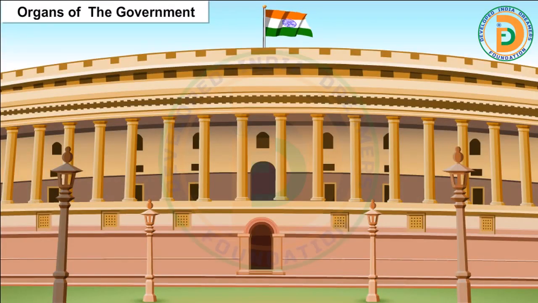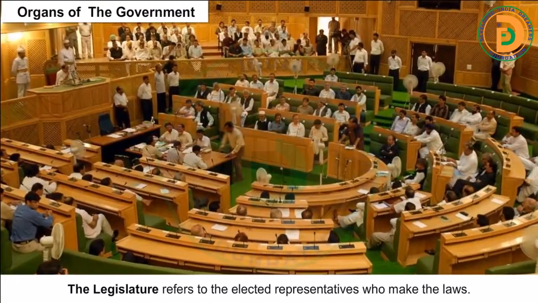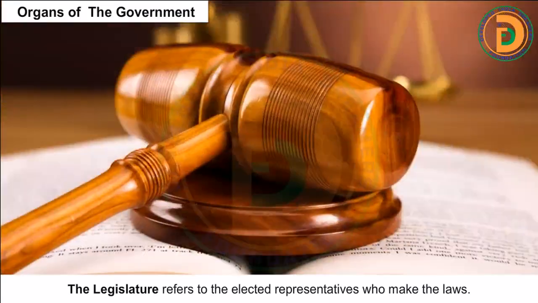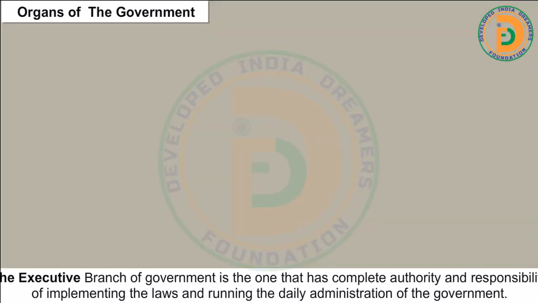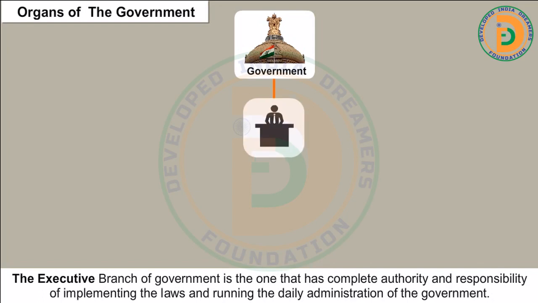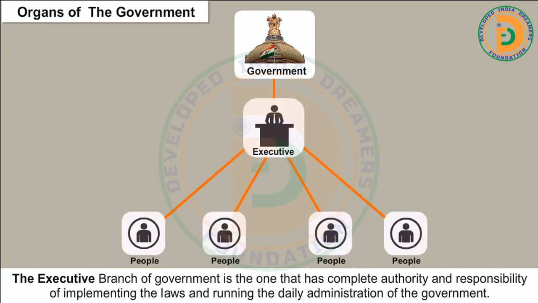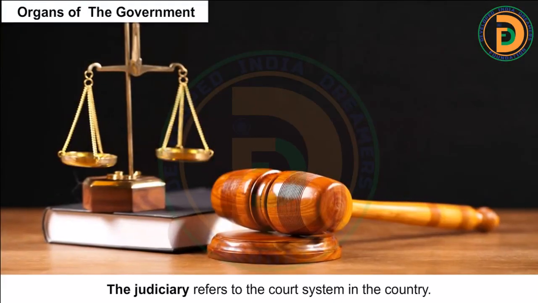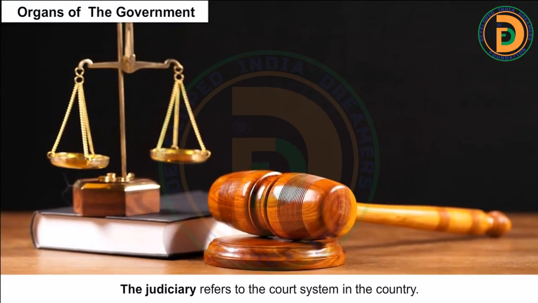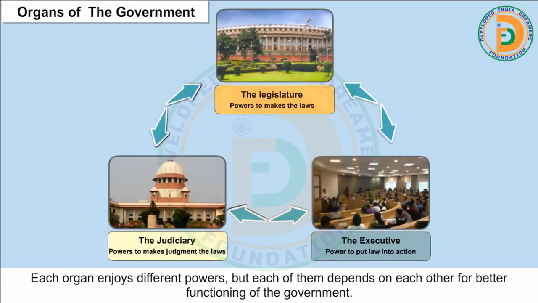Organs of the government. Legislature refers to the elected representatives who make the laws. The executive branch of government is the one that has complete authority and responsibility of implementing the laws and running the daily administration of the government. The judiciary refers to the court system in the country. Each organ enjoys different powers, but each of them depends on each other for better functioning of the government.